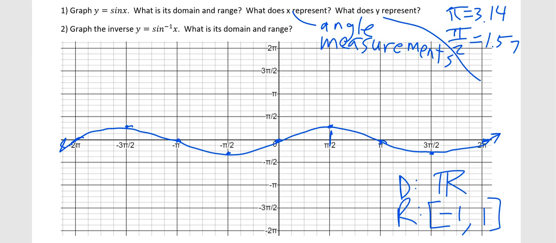So what does y represent? What is the sine of an angle? What does that represent on the circle? Is it an x value, a y value, or a slope? There's only 3 choices there, folks. It's a y value. So this particular function: angle measurements go in, y values come out. Do you understand that's what this function is doing? That's important that you understand that.